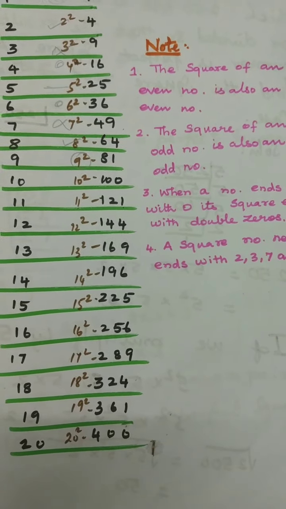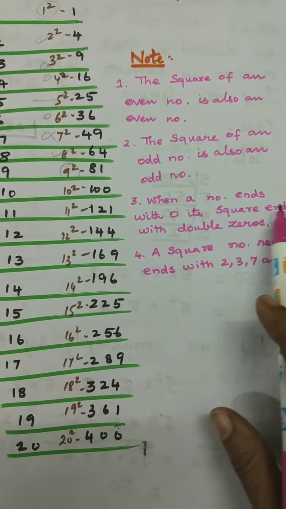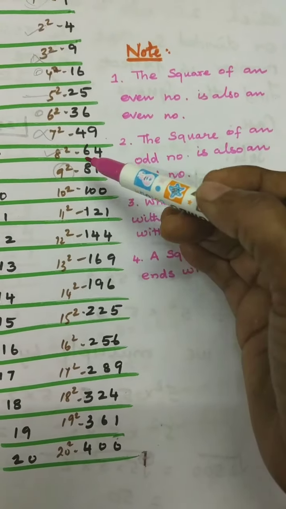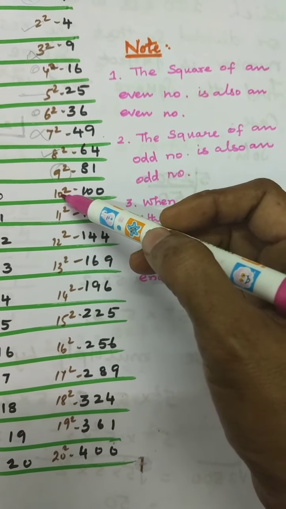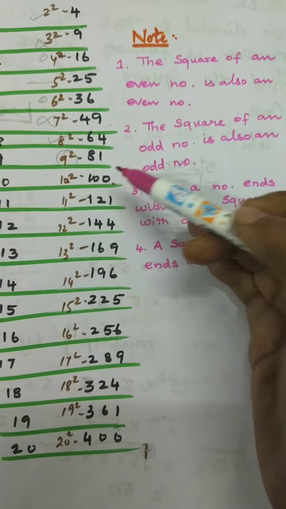Okay. The next one. When a number ends with 0, its square ends with double zeros. If we take 10 square, it is 1 0. After multiplying 2 times, the square will have 2 zeros.